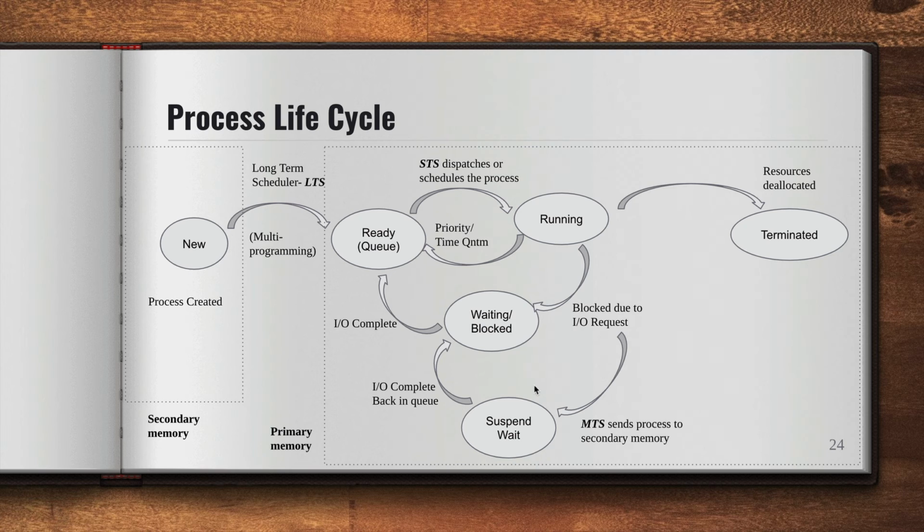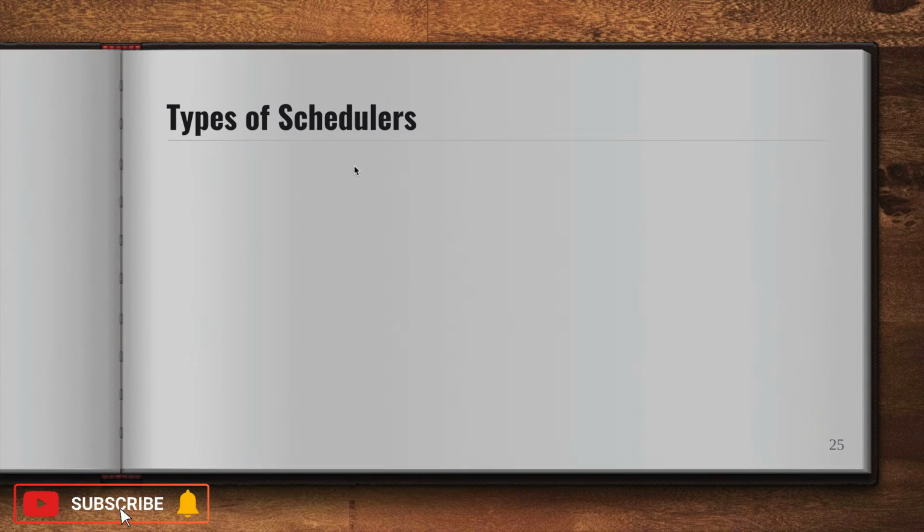Otherwise you can stay in the secondary memory. We don't have the space available for you, and this job is handled by the medium term scheduler. So the medium term scheduler sends the process to the secondary memory when we don't have enough space available in the primary memory. All right, so I hope that's understood about the process lifecycle.